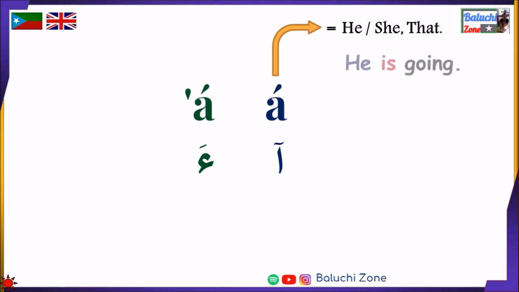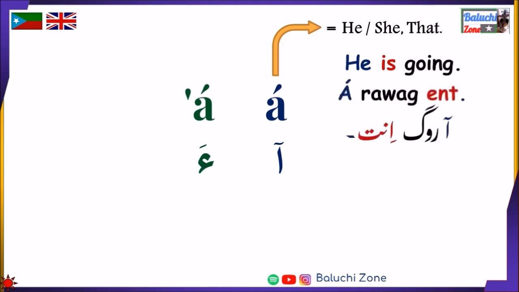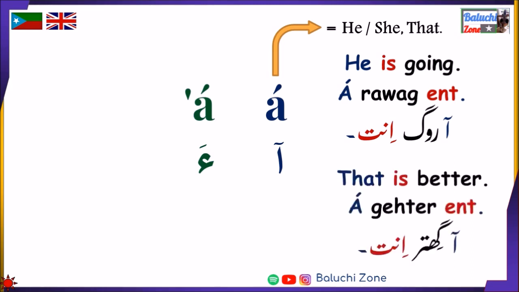As in, he is going. Á ravagint. Or if you want the formal version, it would translate as ái ravagint. That is better. Á gehtrent. So this is the first Á in Balochi.